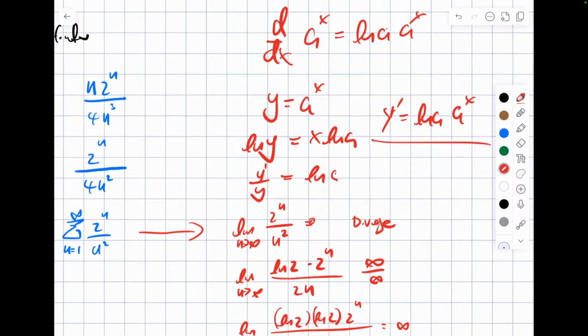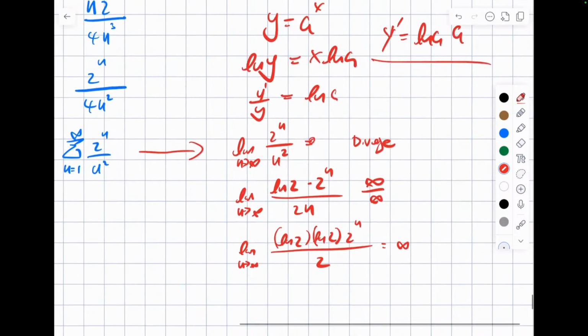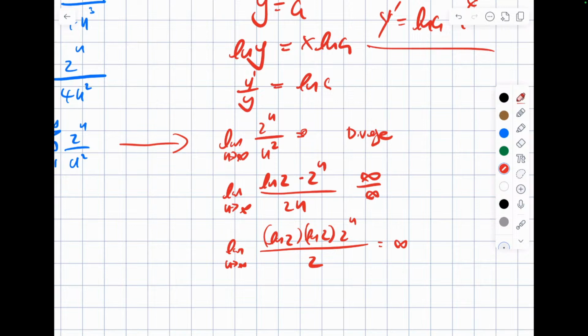Yes. How did you get the second? You got two natural logs there. How did you do it? I just take a derivative. This is a constant, right? I just take a derivative of this. Oh, okay.